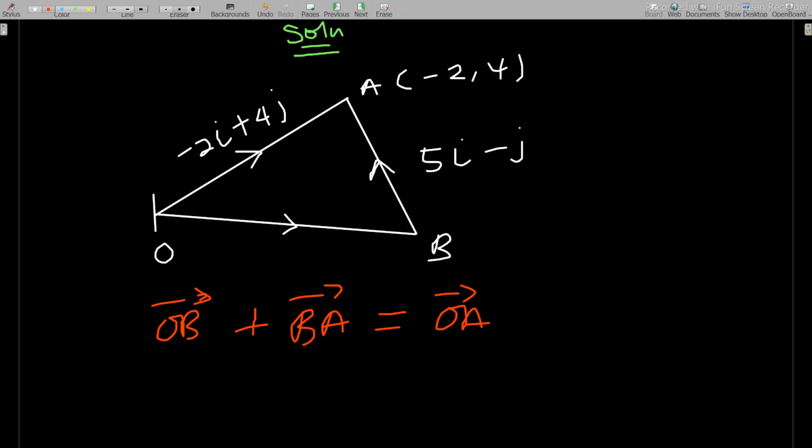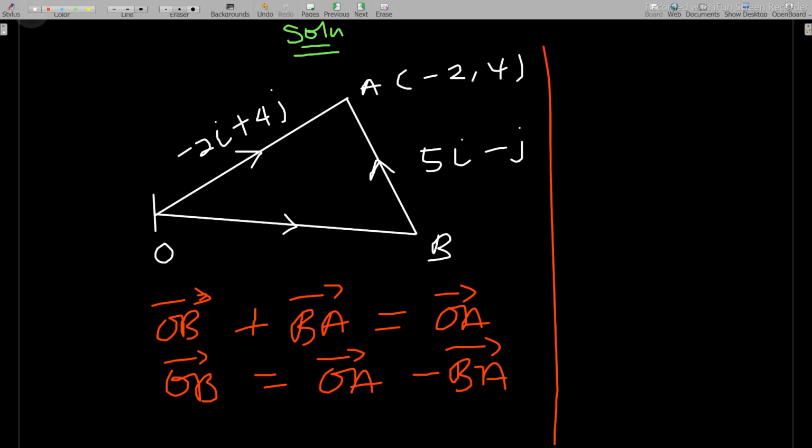Or I'll teach you a different formula after we are done with this, okay? So now we want to find OB. So OB is simply equal to OA minus BA, okay? So simply we just put our values in, and so we have OB being equal to OA, which is giving us minus 2I plus 4J, then minus BA, which is giving us 5I minus J, okay.